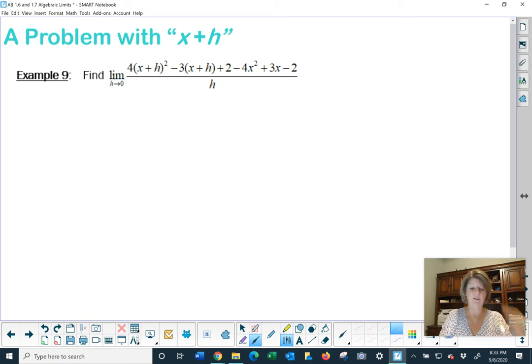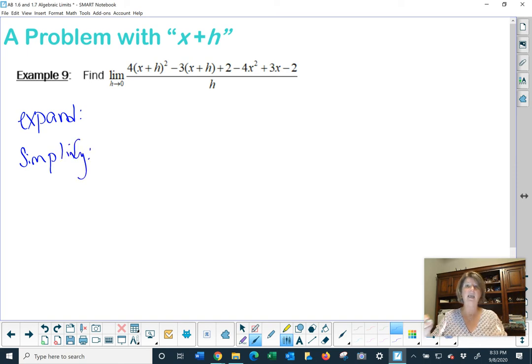So we are going to expand our terms, and then we'll simplify and see if we can get anywhere. Hopefully we can get that h to cancel away, okay? So just lots of nice algebra coming up here.